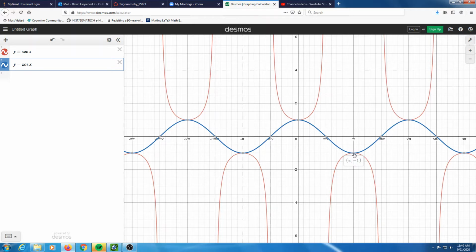And that's because secant is just 1 over cosine. So if cosine is 1, then secant is 1 over 1, which is 1. If cosine is -1, then secant is 1 over -1, which is -1. If cosine is 0, then secant is undefined, right? Secant would be 1 over 0, which is undefined, which is why you have this vertical asymptote at pi over 2, because cosine is 0 there, right?